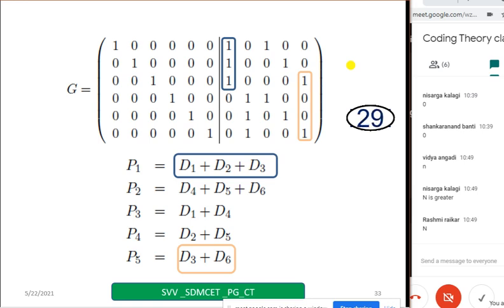Take another few seconds and try to complete equations P1, P2, P3, P4, P5 equal to. So another 10 seconds I'll wait and then we'll go to the next. Okay.